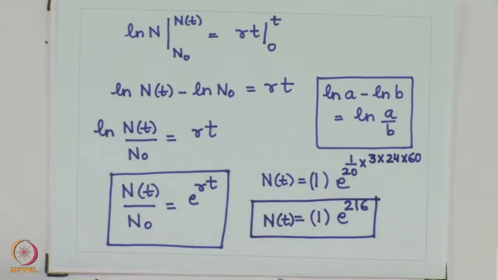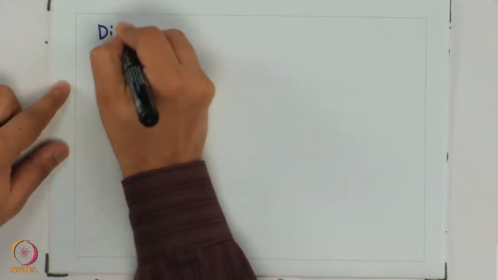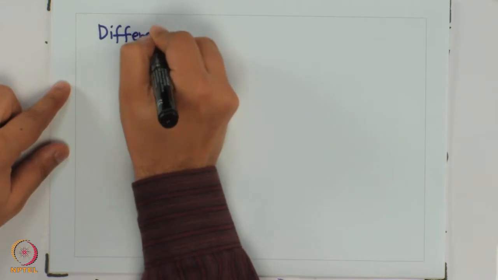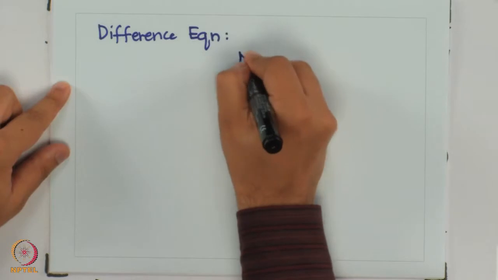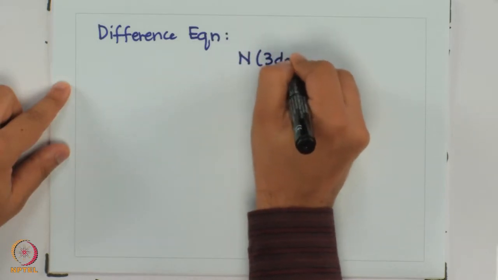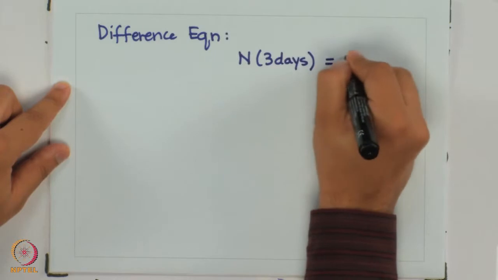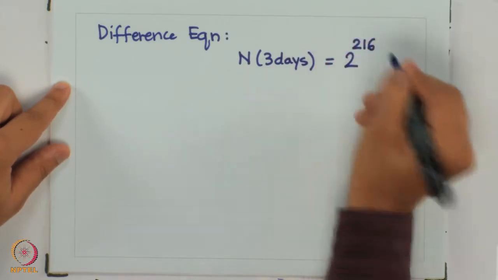So we have tried to solve the bacterial growth equation using two different approaches here, and we seem to be getting different answers depending on which approach we are talking about. So let's compare our two answers and try to understand where the difference is coming from. In the first approach, the difference equation approach, the number of bacteria at t equal to 3 days was 2 to the power 216.